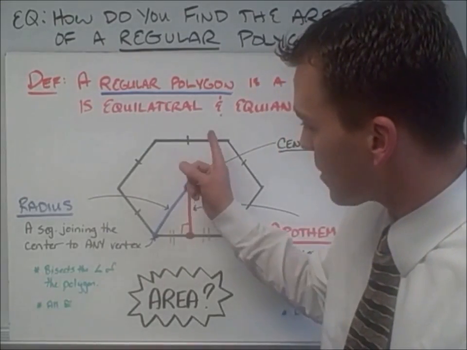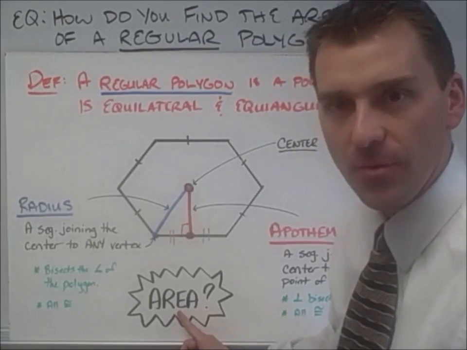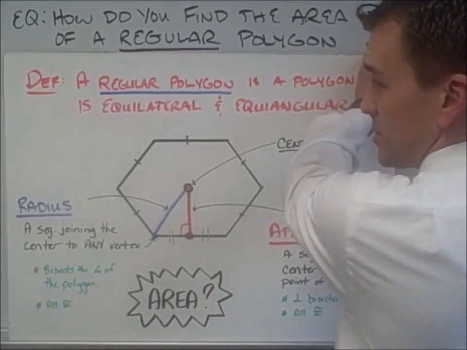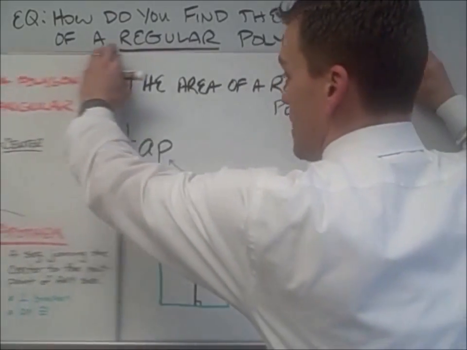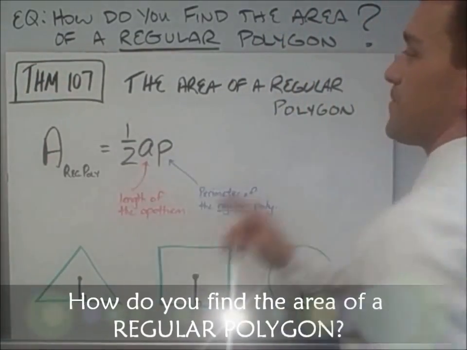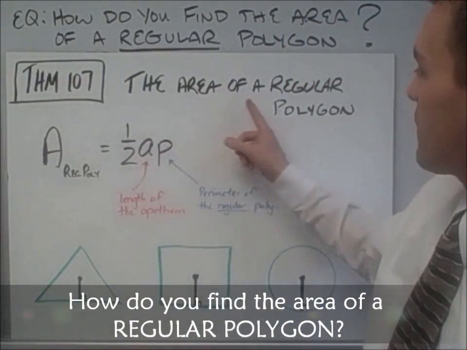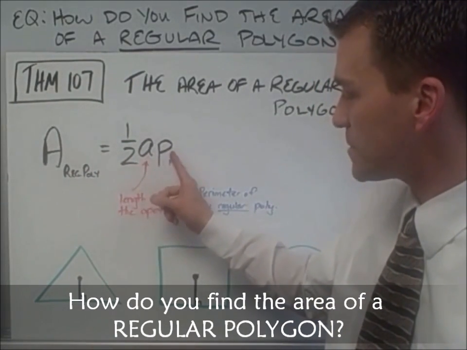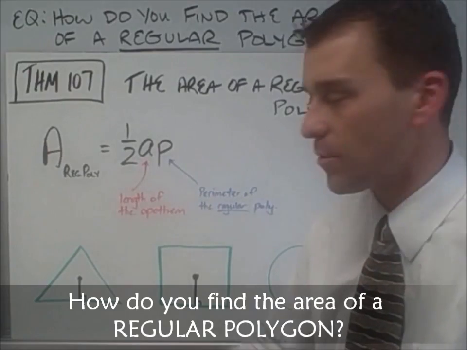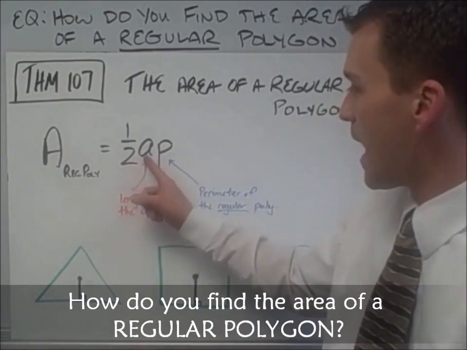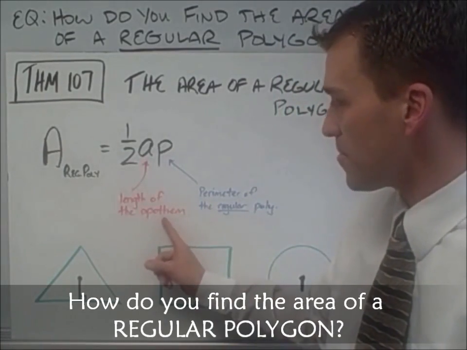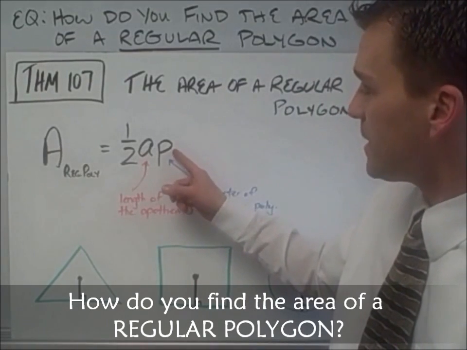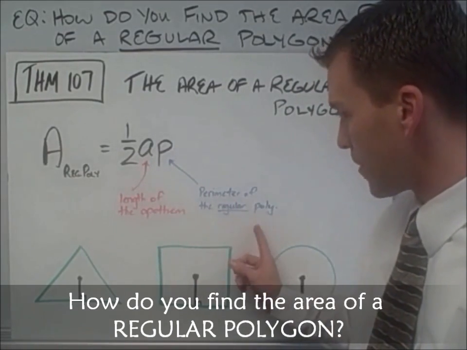So the question, remember, is still this: area. How in the world do we find the area of a regular polygon? Well, here's your definition. Well, that's not right. It's a theorem. Here's your theorem that you use. It's Theorem 107. Theorem 107 says the area of a regular polygon is 1/2 A times P. Now, I know we have AP courses in this school. That's not what it's talking about. A is the length of the opossum, whether that's given to you or you have to find it. And P stands for the perimeter of the regular polygon.